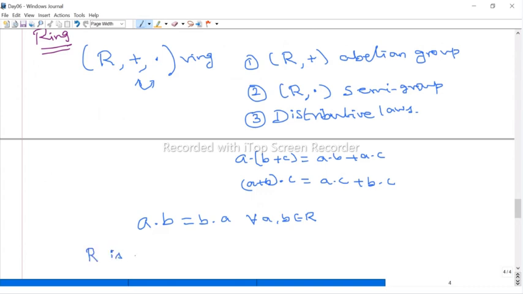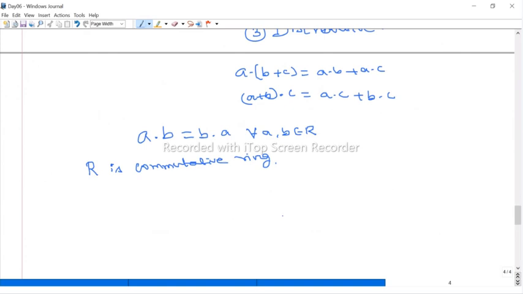In general, this property need not hold in a general ring, but some rings satisfy this condition with respect to multiplication. That ring is called a commutative ring. Don't say abelian ring. Commutative means that with respect to multiplication, AB equals BA.